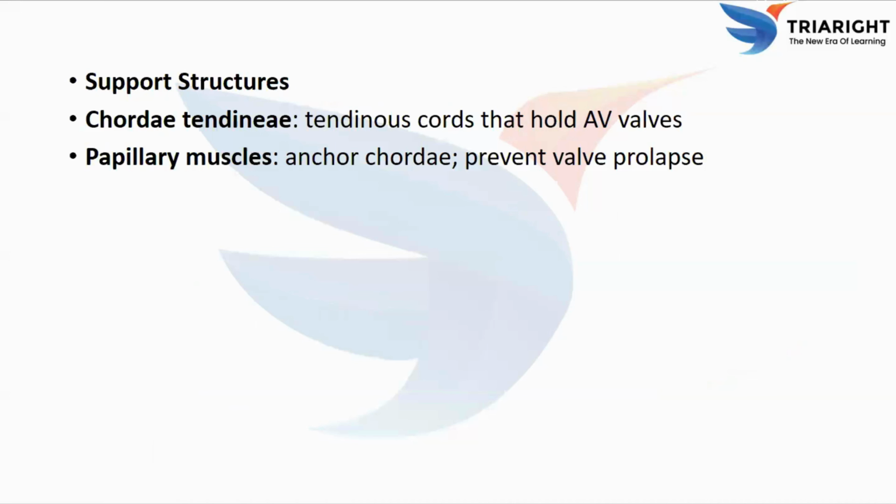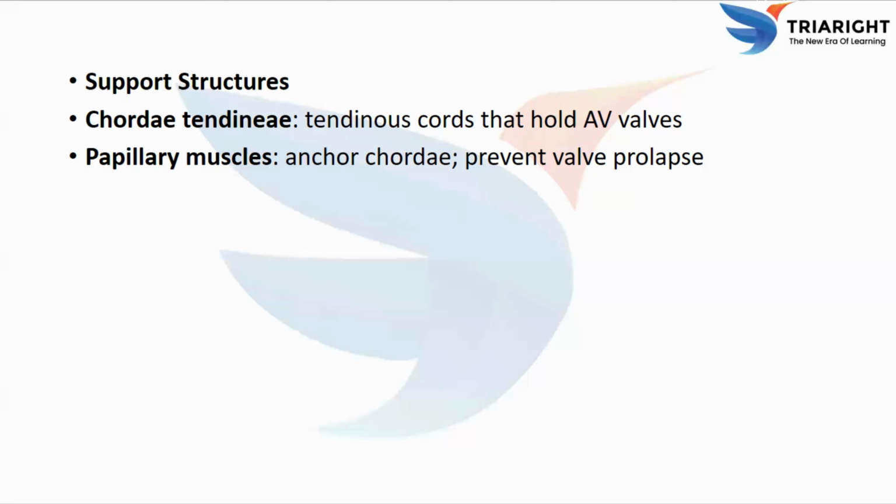The other support structure is the papillary muscles. What are the papillary muscles? These are small muscle projections inside the ventricles. The chordae tendineae are attached to them. What is the function of the papillary muscle? They anchor the chordae. They contract during the ventricular contraction. So they keep the valve flaps closed and prevent prolapse. Prolapse is nothing but bulging backward into the atrium.